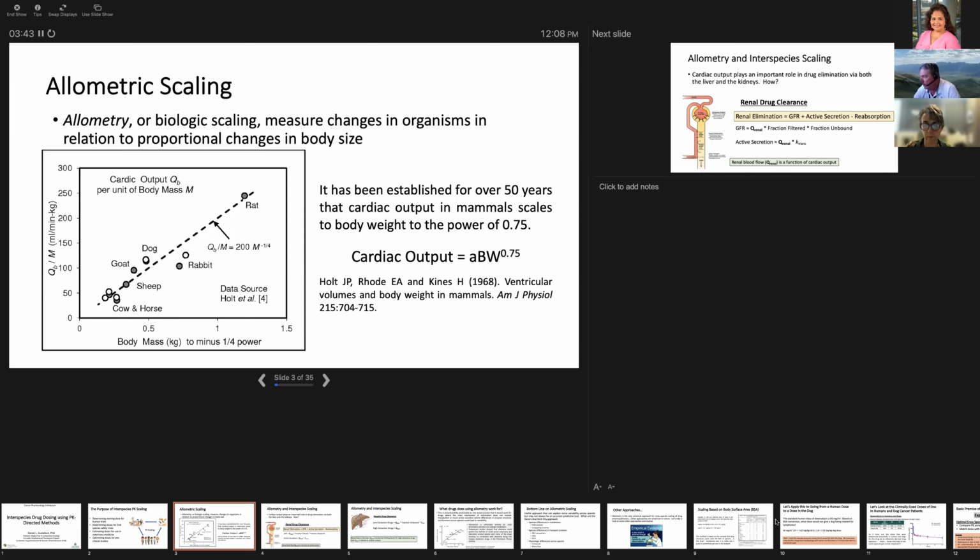And some things have been established to be related to body size, and one of the primary ones is cardiac output. And here's a study from 1968 that shows that ventricular volumes and body weight in mammals scale to a power of 0.75. And so you can go from rats to cows and horses, and you can actually extend this up to elephants and even larger things. And you can scale cardiac output by this power of 0.75.